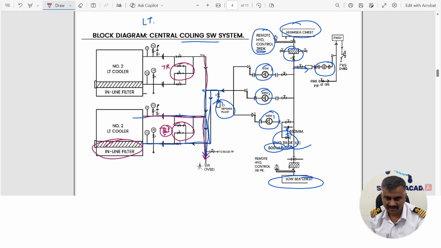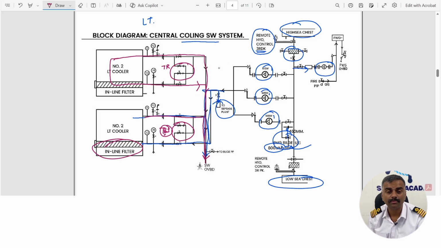Then it goes into this cooler also in the same way: it goes inside and comes out into the overboard line. So one is the overboard line, one is your inlet line and one is your outlet line.